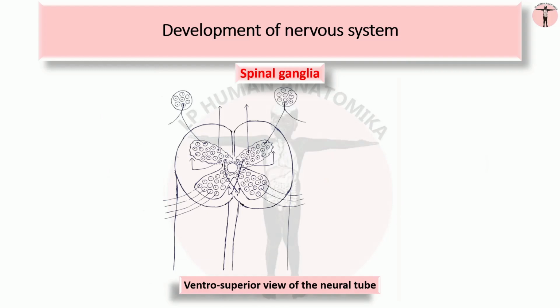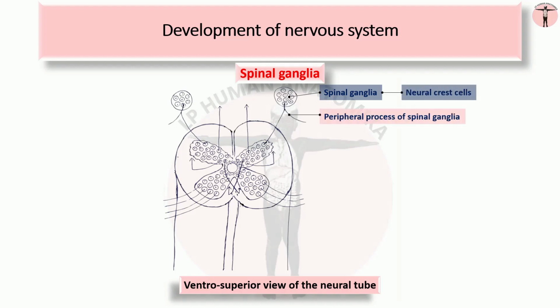Development of spinal ganglia. The unipolar neurons in the spinal ganglia are derived from neural crest cells. The peripheral processes of the spinal ganglion cells pass in the spinal nerves to sensory endings in somatic or visceral structures. The central processes enter the spinal cord, constituting the dorsal roots of the spinal nerves.